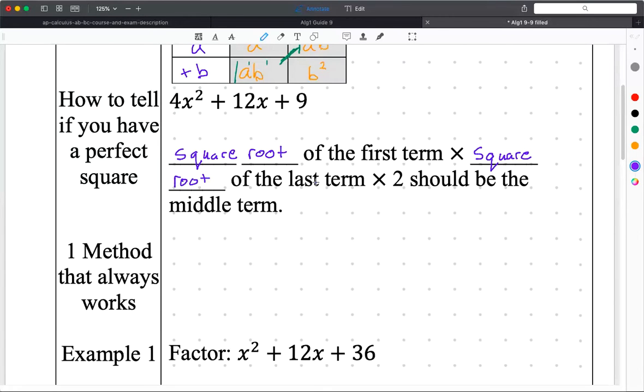Of the last term, and I'm going to multiply those two square roots by 2. If that is the middle term, then I have a perfect square. So I'll let you copy that down in words, give you guys another 10 seconds or so. And then I'm going to work on actually applying this to verify that I have a perfect square.